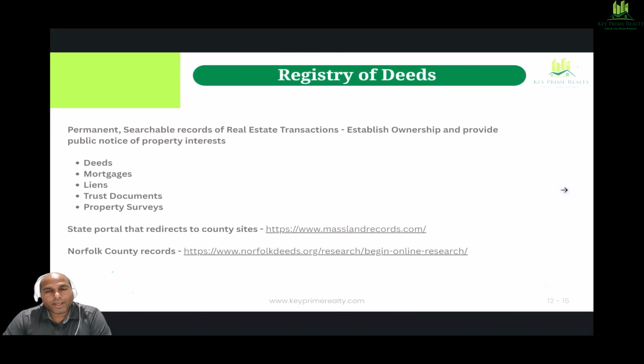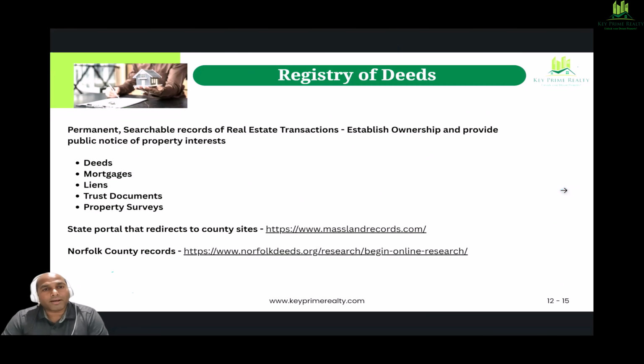Then we have the registry of deeds. So this is, I think, quite significant. Here you have deeds, mortgages, liens, trust documents, property surveys. There is so much information at the registry of deeds, and this is publicly available, by the way, and it's intended to be publicly available, and also non-tampering and non-modifiable, right? That's because this is what real estate attorneys use to establish the ownership of a property, and whether whoever is selling, the grantor of the deed, has the authority to grant to the grantee, whoever is purchasing it.